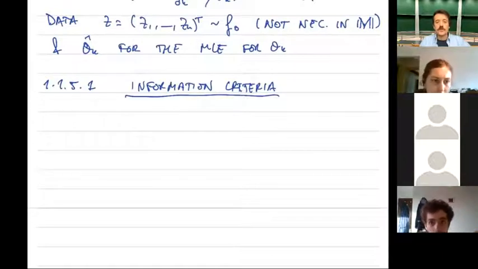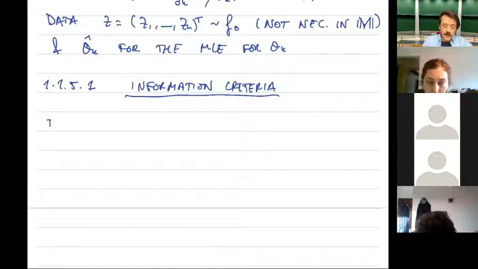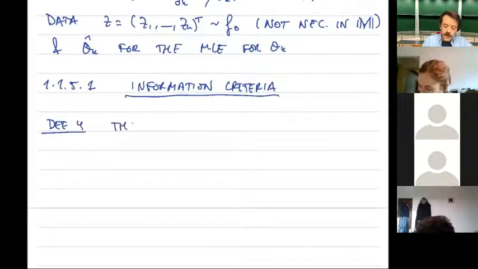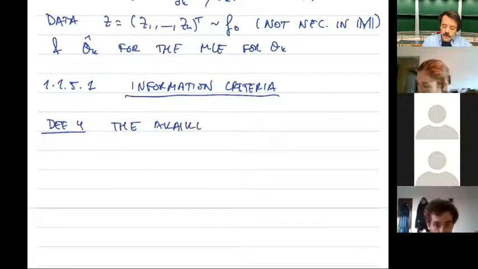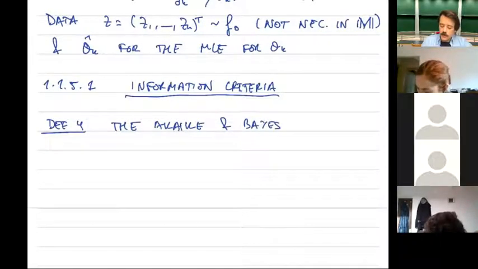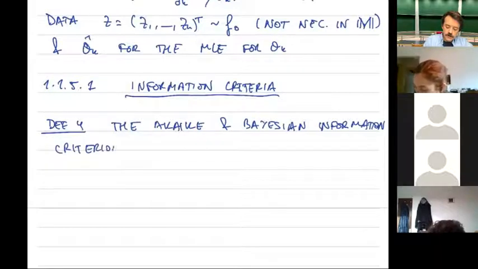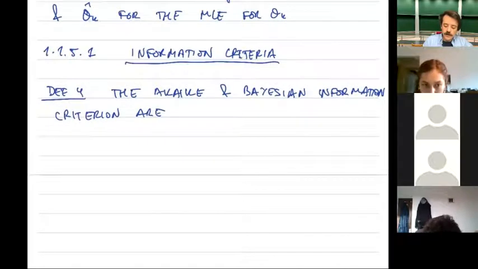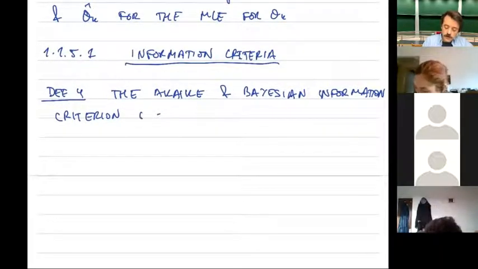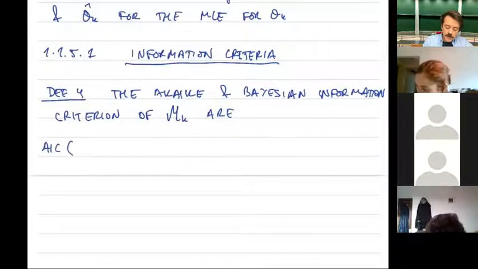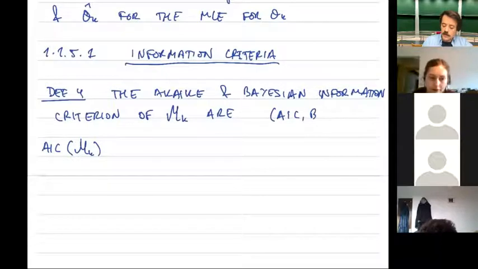So there are two famous information criteria, and these are the following. Let me define, definition 4, the Akaike and Bayesian, these are two different ones, huh? Information criterion of a model are given, respectively, by AIC of M_k. These are generally shortened as AIC and BIC, okay.